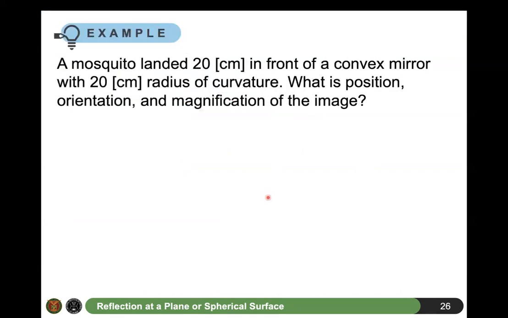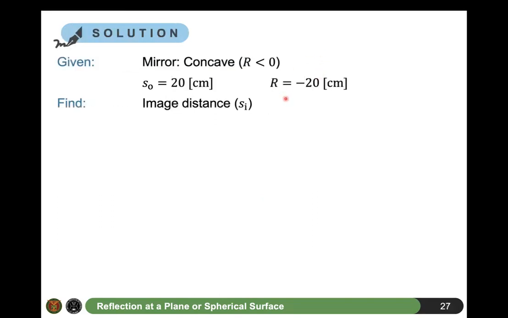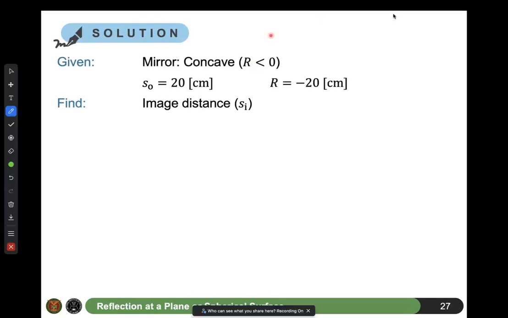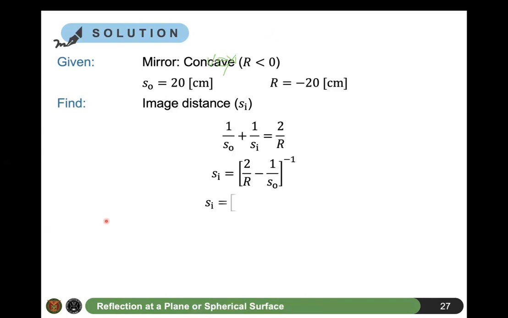Okay. So, let's go back to our previous example. What if now the mosquito is in front of a convex mirror? Okay. This time, since convex mirror, negative naman yung sign na gagamitin natin. So, mirror is convex. R should be less than 0. Okay? So, this time, negative yung R. We still use the same equation, right? So, yun ang gumbagang equation natin. And this time, yung SI na makuha natin is negative.